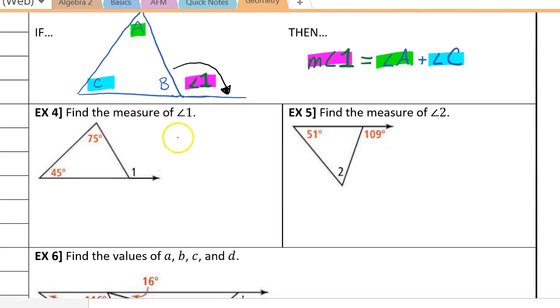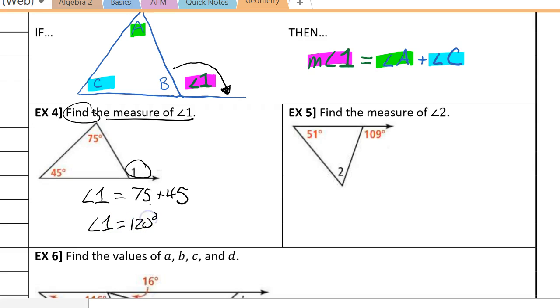If I wanted to find the measure of angle 1, angle 1 is an external angle. Angle 1 is equal to the sum of the 2 remote interior angles, which is 75 and 45. Which gives me angle 1 is equal to 120 degrees.